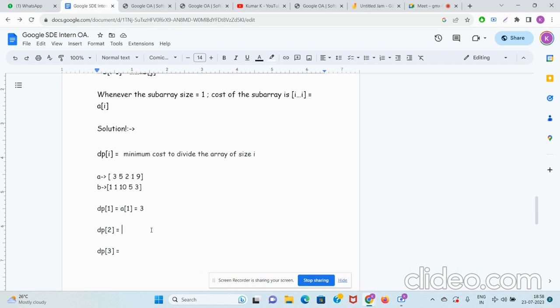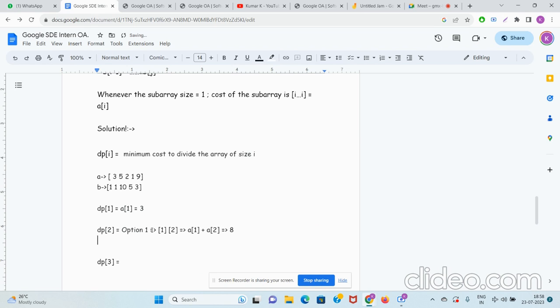Now, guys, dp of 1 equals 3. Now tell me what will be dp of 2. I have two options. Option 1 is to divide separately. You take the first element separately, and the second element separately. Both are of size 1, so the cost will be a of 1 plus a of 2. Got it, guys? The answer will be 3 plus 5, which is 8.